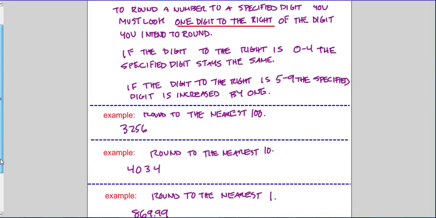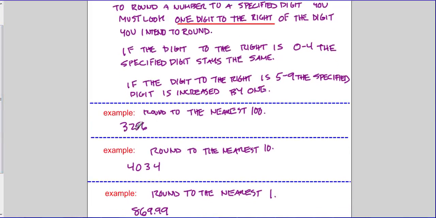So example, round this number, 3,256, to the nearest 100. So the hundreds digit is the 2 here, so I go behind it, I look at the 5. Since the 5 is included in 5 to 9, I increase the specified digit by 1, so the 2 becomes a 3, and then I round everything else to a placeholder 0, so this rounds to 3,300.